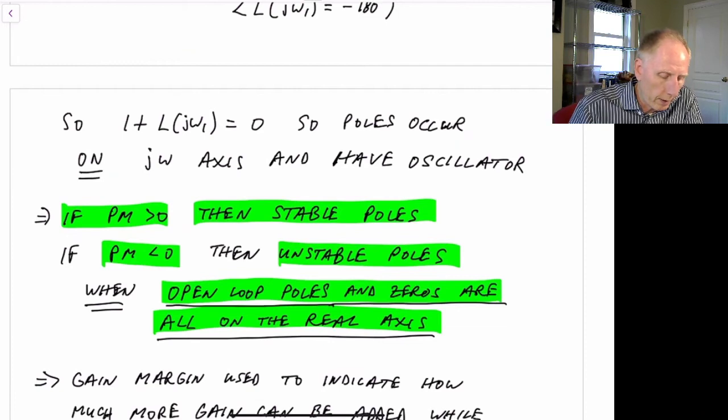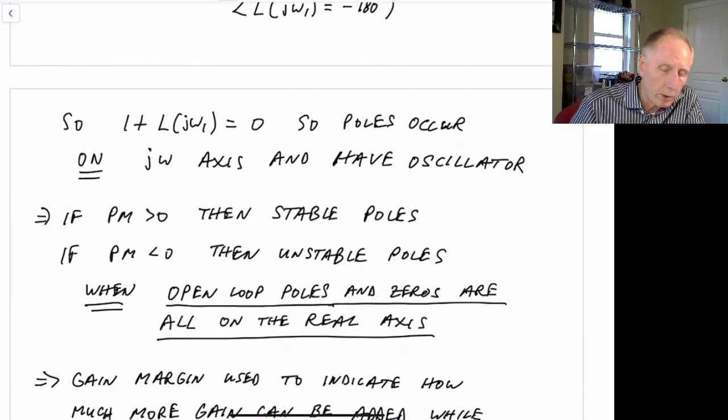So this is a requirement here: starting off with real axis poles and zeros in our open loop system, we have a very simple method to look for whether our closed loop poles are going to be stable or unstable by just looking at our phase margin. So there's a direct relationship between our phase margin and the stability of our closed loop system.